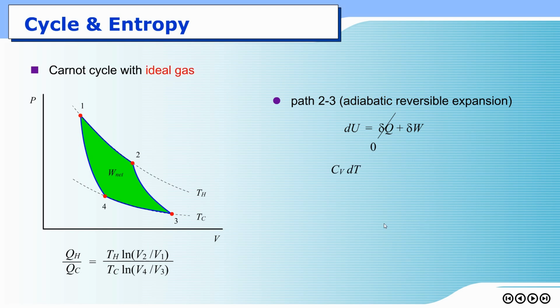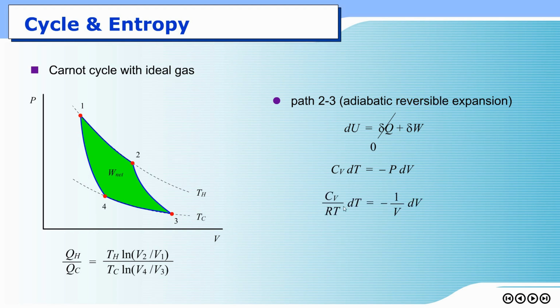For an ideal gas, U is a function of temperature only. So dU can be found from the integral of Cv dT, or dU equals Cv dT, right? While the reversible work, dw, would equal minus P dV. So you get this relationship.